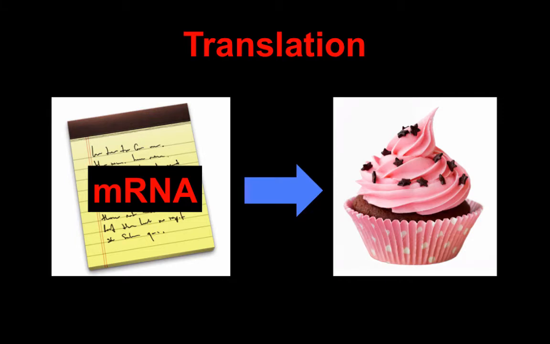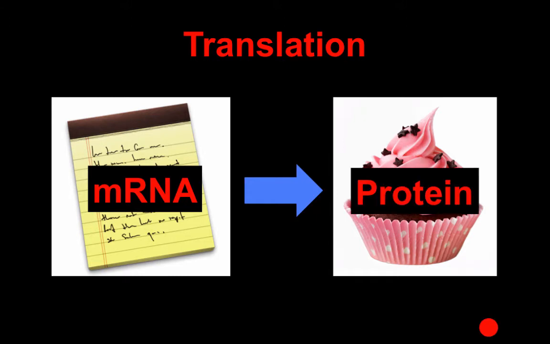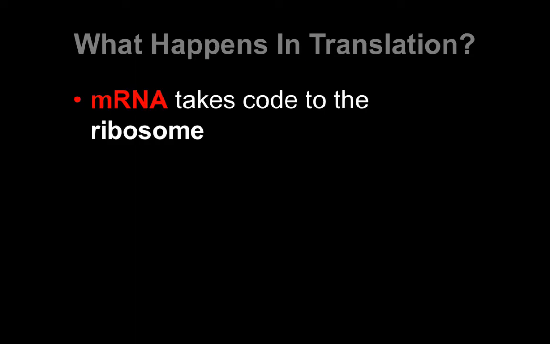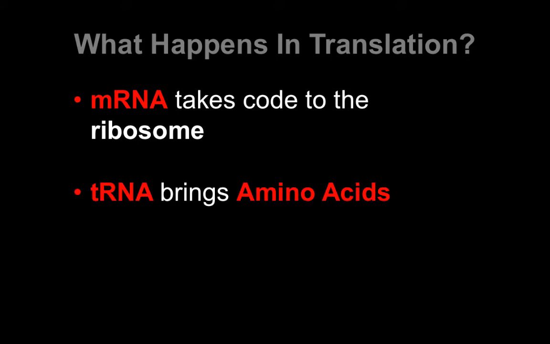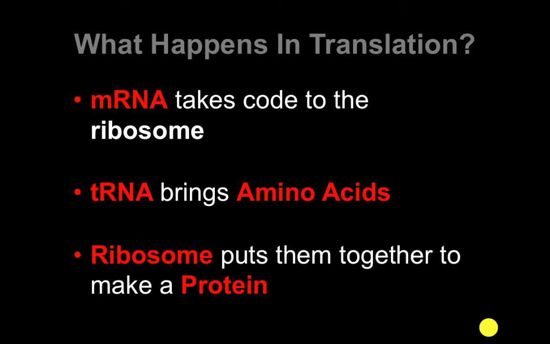So in this process, we're going to go from our actual code that we wrote down to our final product, which is going to be our protein. So in our analogy of having gone from the recipe in the gigantic cookbook of DNA to our little message that we wrote down as our mRNA, we're going to make our actual food, which is going to be our protein. So in translation, mRNA is going to take this DNA code to the ribosome. tRNAs, those transfer RNAs, are going to bring in amino acids. And then the ribosome is going to put them all together to actually make the protein.